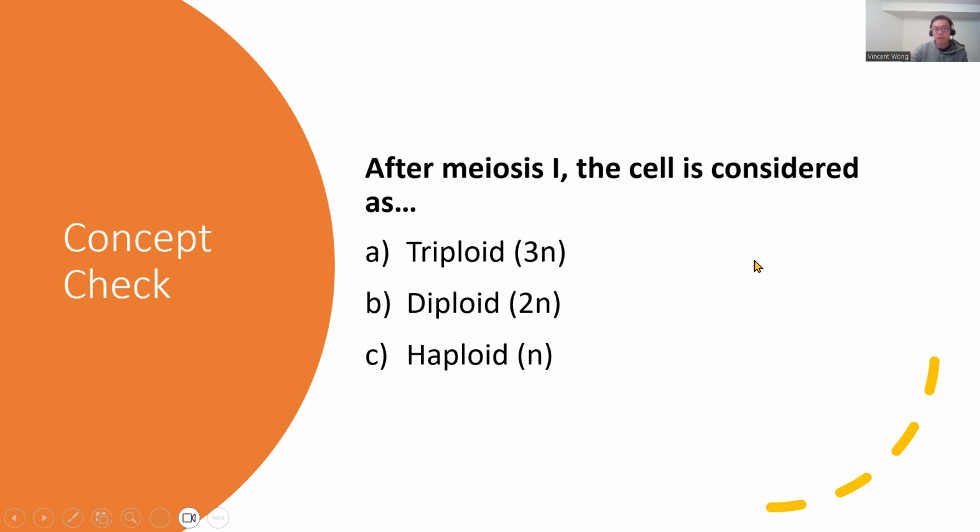After meiosis 1, the cell is considered, now this is pretty straightforward, so I'm just going to do it for you and you can check it out later. Haploid.